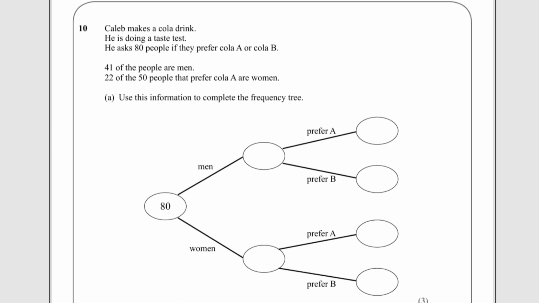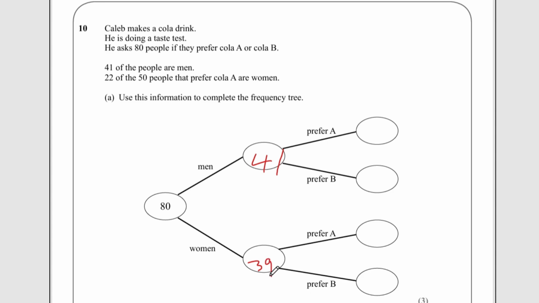Okay, so let's get to this one. Caleb makes a cola drink. He asks 80 people if they prefer cola A or cola B. 41 are men. So if 41 out of 80 are men, how many are women? You just do the subtraction. 80 minus 41. That will give you 39.